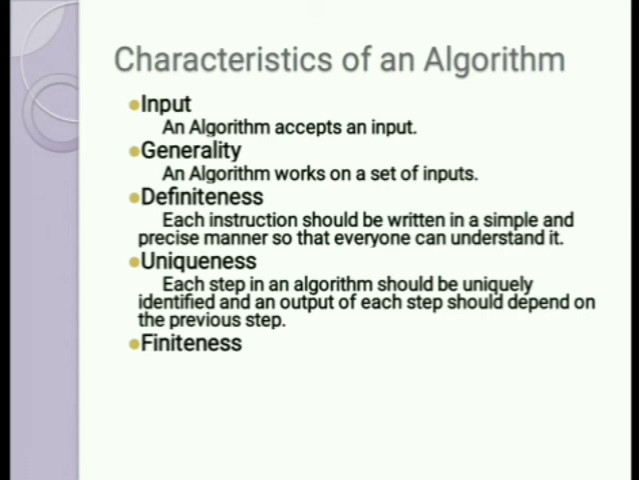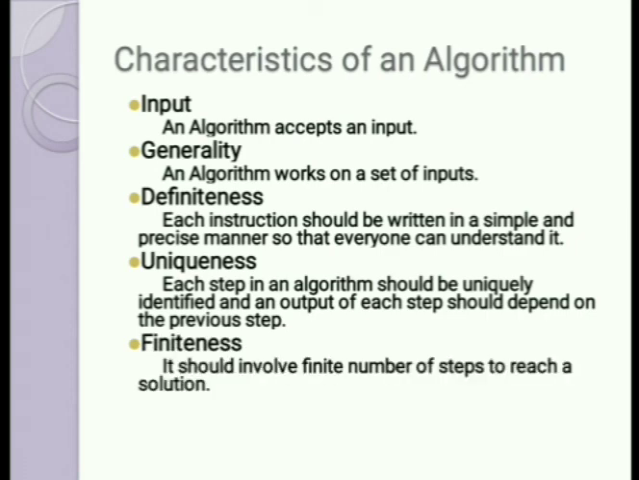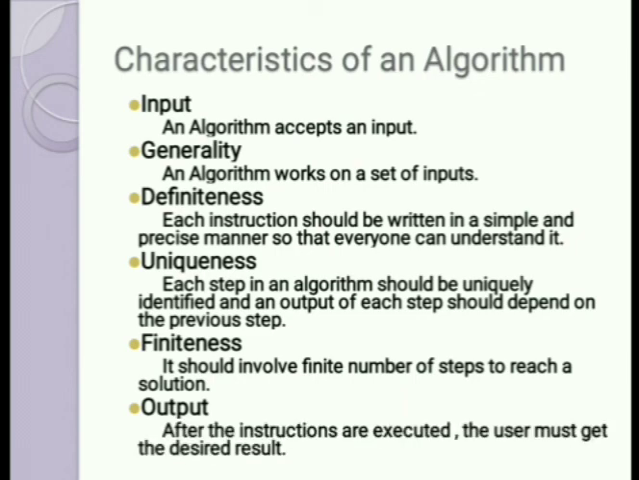Next is finiteness. It should involve a finite number of steps to reach a solution. For the solution, it should have a proper number of steps. That is finiteness. Next is output. After the instructions are executed, the user must get the desired result. After the input is given and all the calculations are done, the algorithm must have an output. So these are the characteristics of an algorithm.